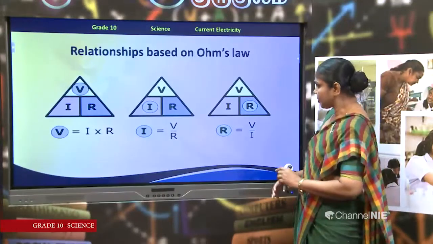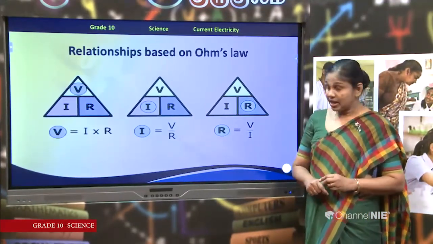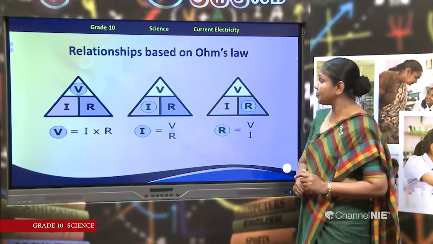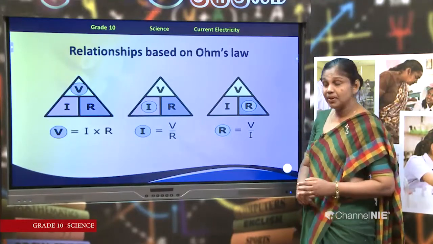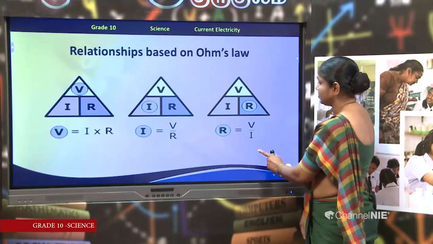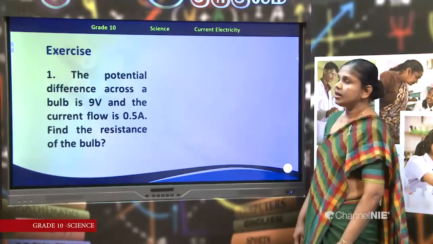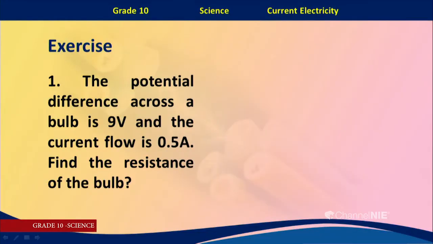Right, children? Now we are moving to do some exercises. From this activity, I want you to do some exercises. Okay. Look at this question, children. The potential difference across a bulb is 9 volt and the current flow is 0.5 amperes. Find the resistance of the bulb.